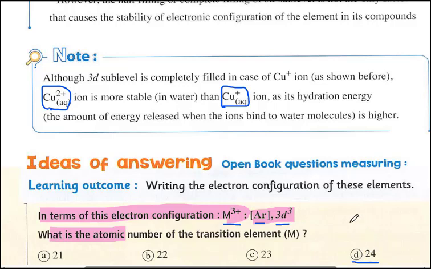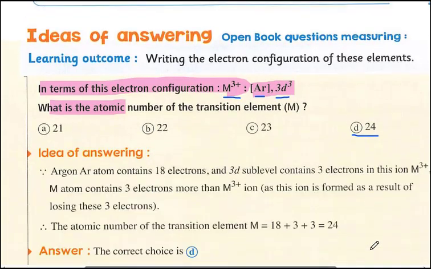Chromium's electron configuration is 4s1 and 3d5. When it loses 3 electrons, it loses 1 electron from the 4s and 2 electrons from the 3d, which is half filled. So 3d here has 3 electrons only. So the correct answer is 24.